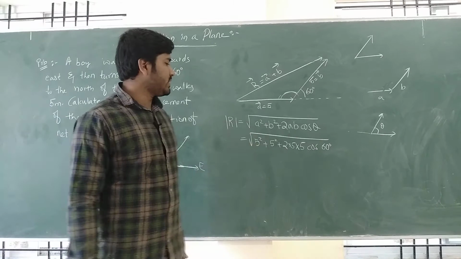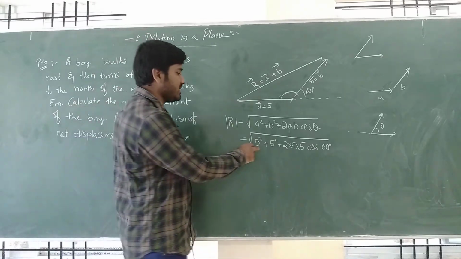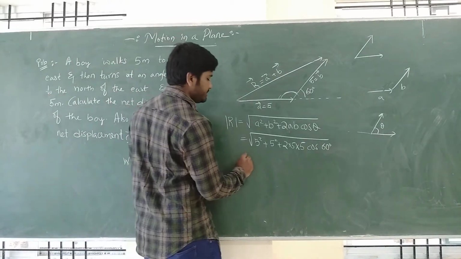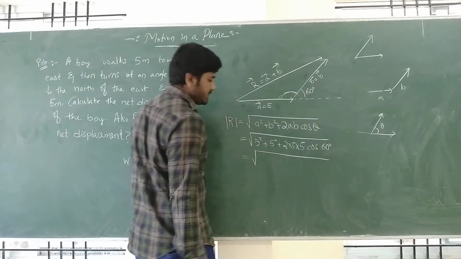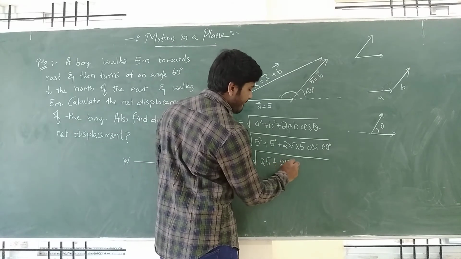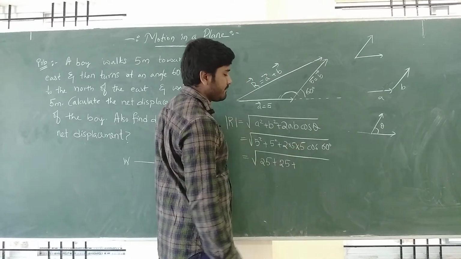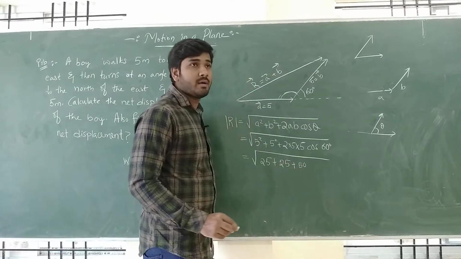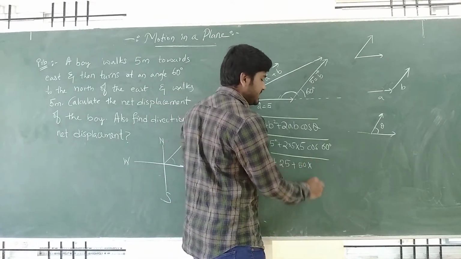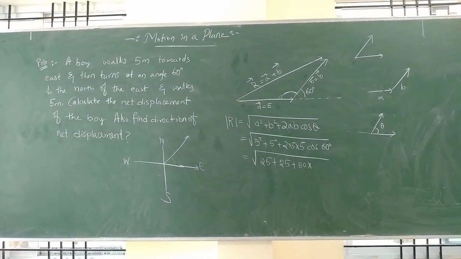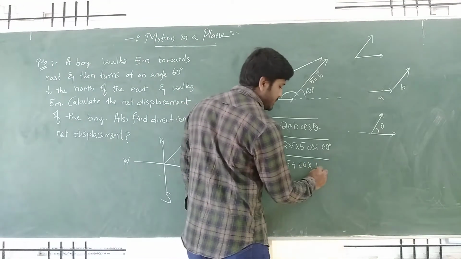So finally, under root a square plus b square plus 2ab cos theta. So under root 5 square plus 5 square plus 2 into 5 into 5 into cos 60. So it will be under root 25 plus 25 plus 2 into 5 into 5, which is 50, correct? Into cos 60. What is cos 60? 1 by 2? Good. So into 1 by 2.